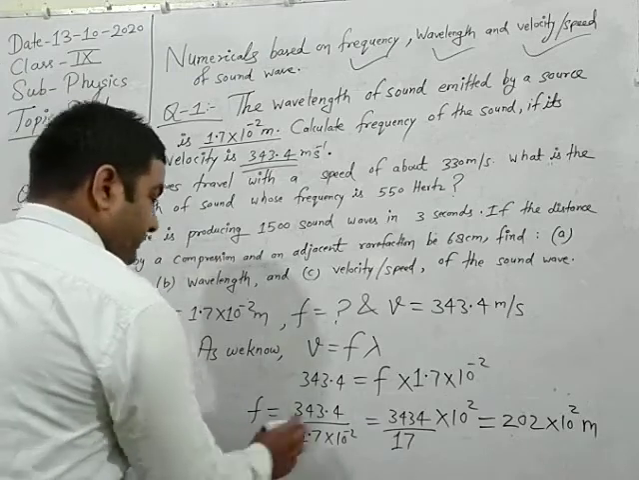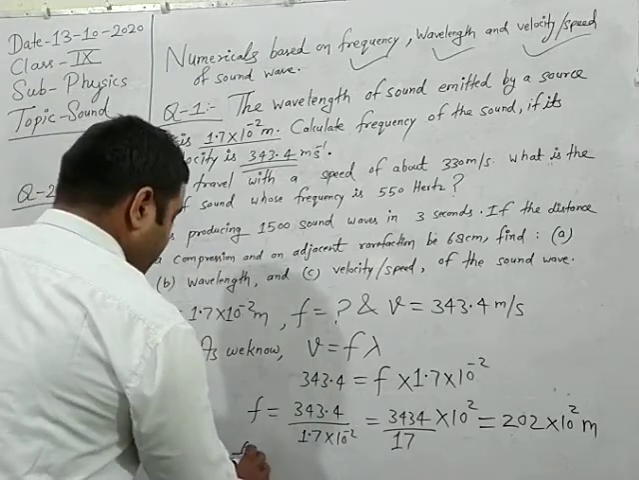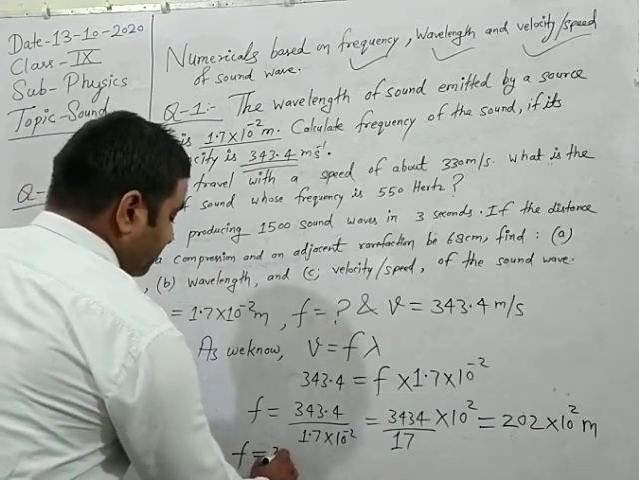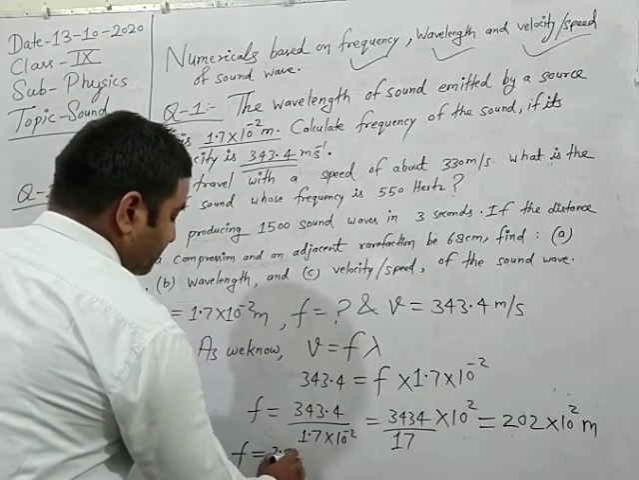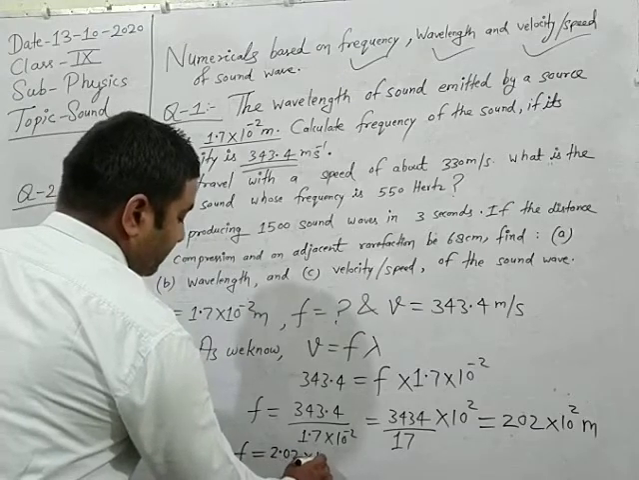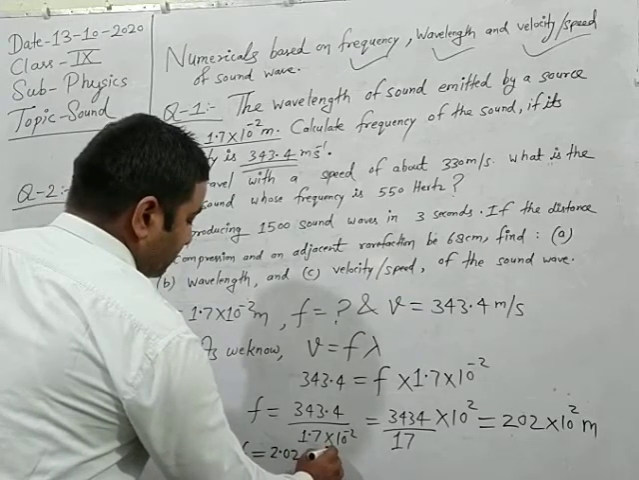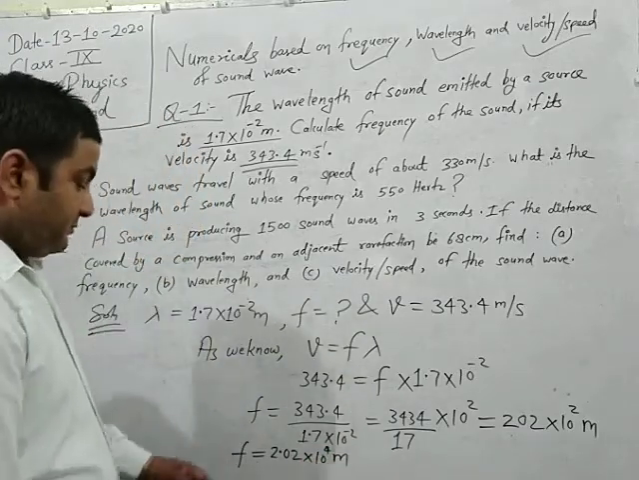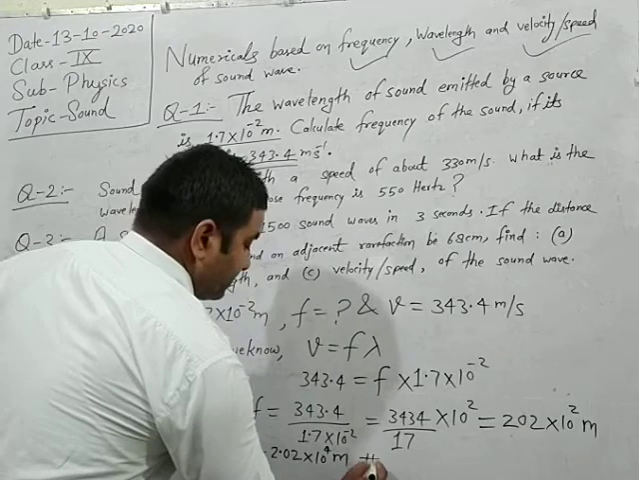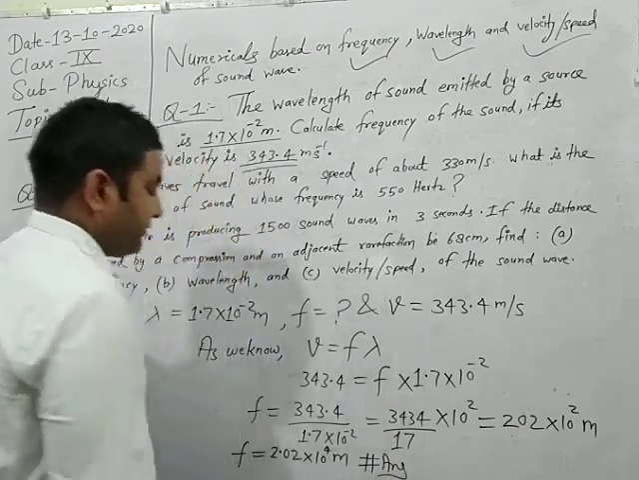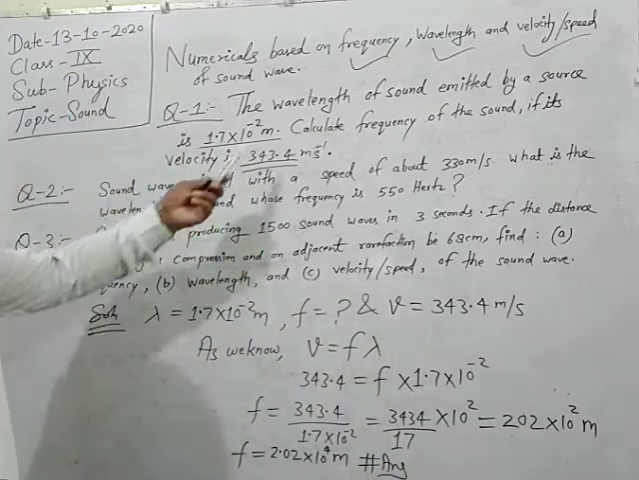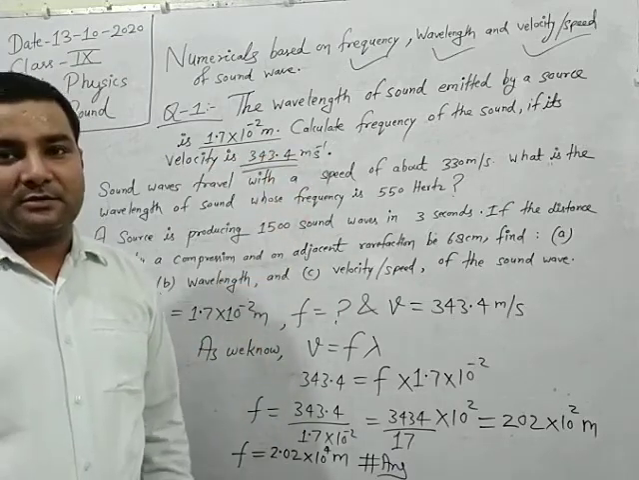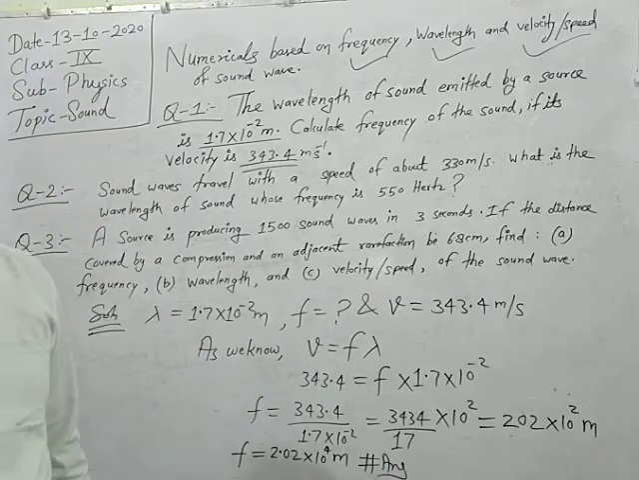Or we can write it in standard form: f is equal to 2.02 into 10 power 4. Clear? This is the frequency value, the answer of this first numerical. We have to calculate our frequency, and f is equal to 2.02 into 10 power 4. So let's note down this one. Very simple concept.